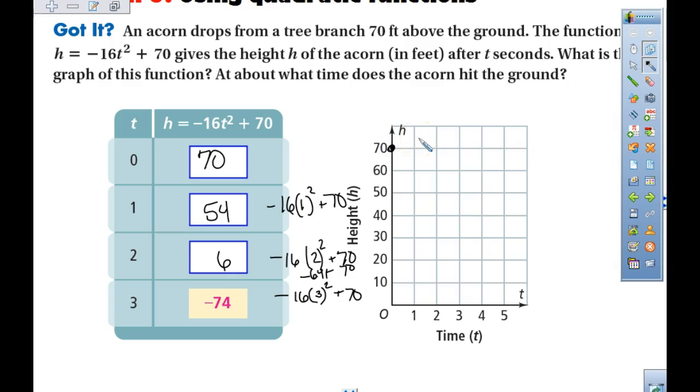After 1 second, it already fell 54 feet. Well, we'll estimate where 54 is. At 2 seconds, it's at 6. Well, this is 10, so about here. And at 3 seconds, we're not going to plot that, right?